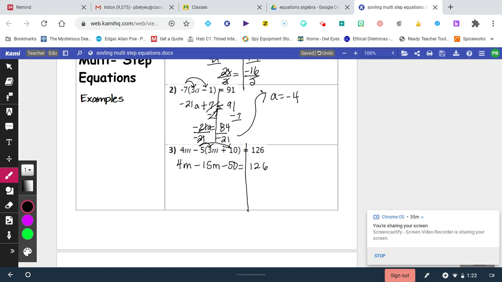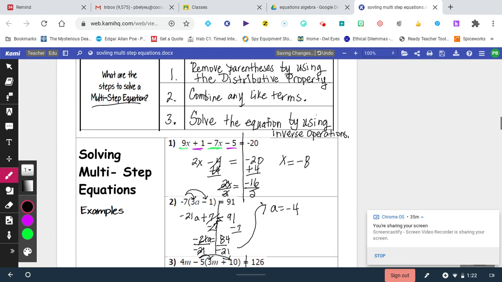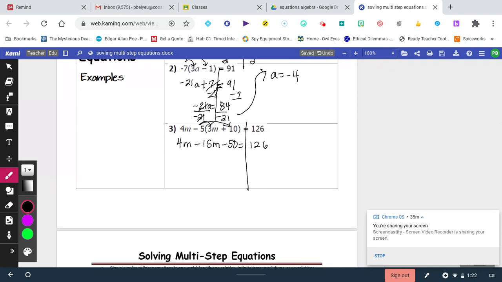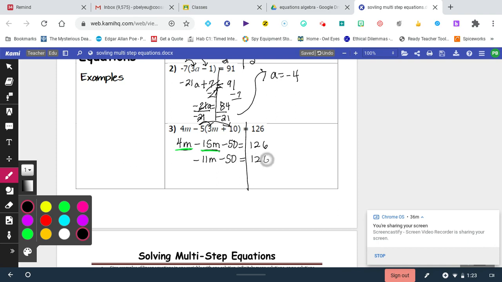Now I want to move on to step 2. Well, step 2 says, after you remove those parentheses, combine any like terms. Do I have like terms? I sure do. 4m and negative 15m. These two. So it's like 4 minus 15. You go 4 to the right of 0, and then you go back 15 units to the left. You're going to go past 0 on the negative side if you're on a number line. So that's going to put you at negative 11m minus 50 equals 126.